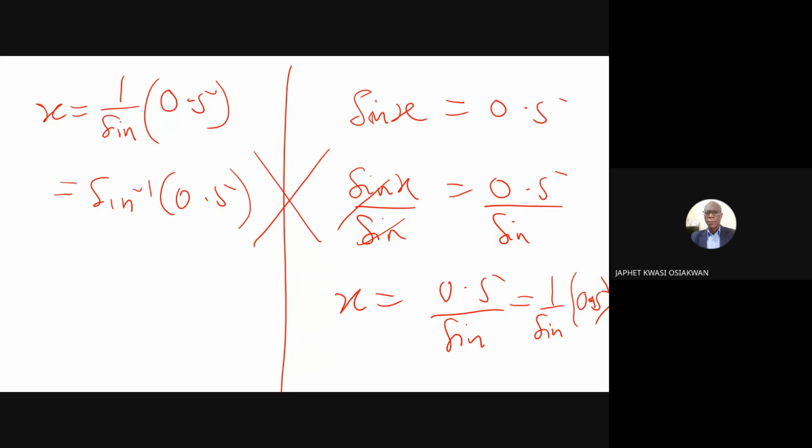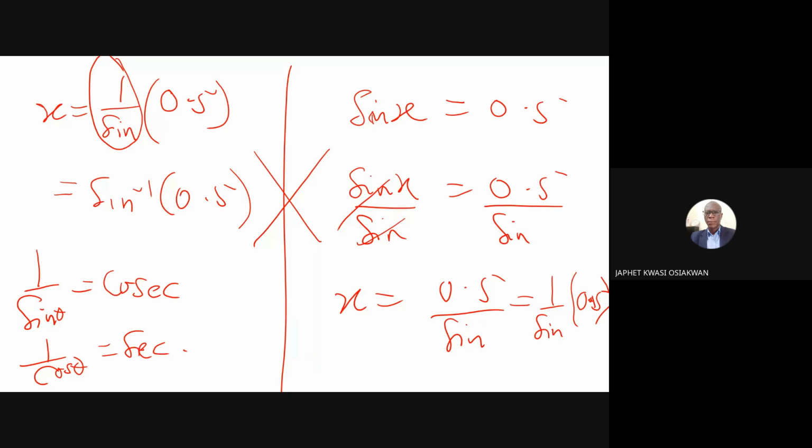1 over sine theta is cosec. It's not sine inverse. 1 over cos is sec. It's not inverse. Please, let's take note. 1 over sine is not the same as sine inverse. If you don't know this, the student will present this for you, you mark it and give him all the marks. You think that he is good. He gets to the university, then he will be sacked. Let us understand this concept. 1 over sine is not the same as sine inverse.